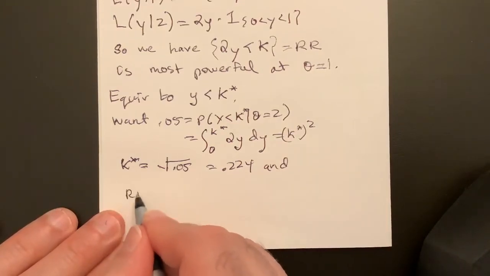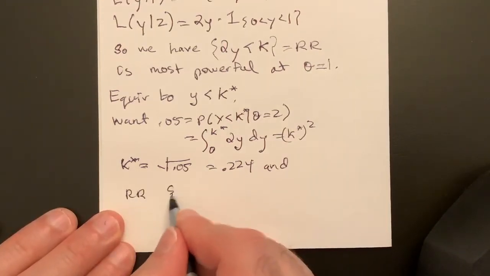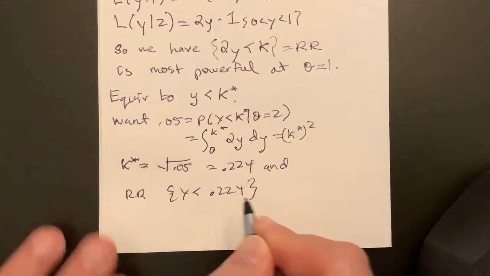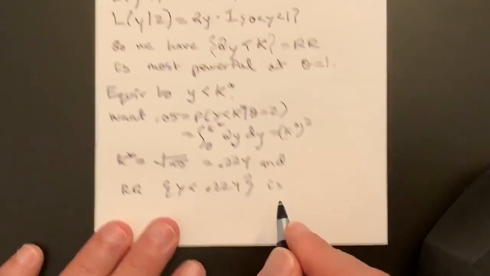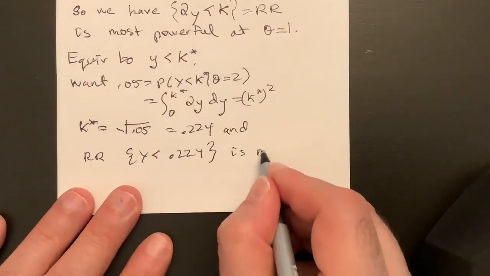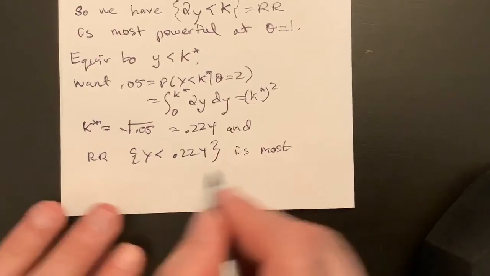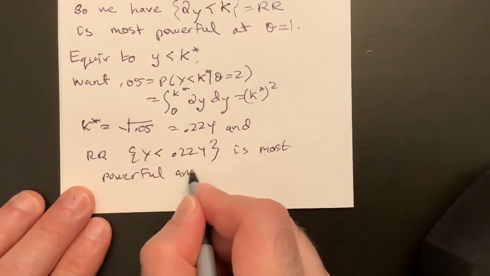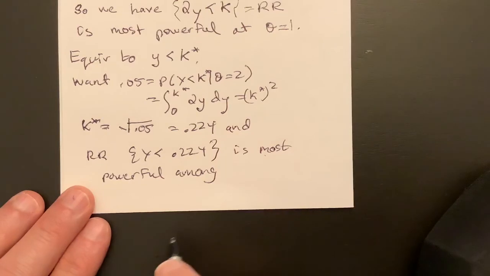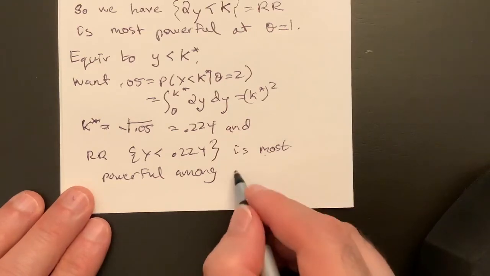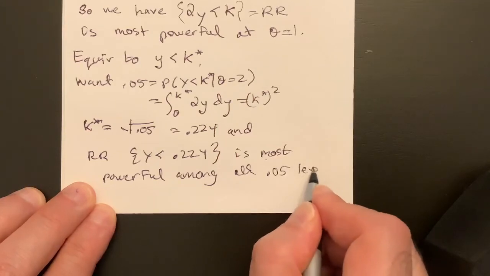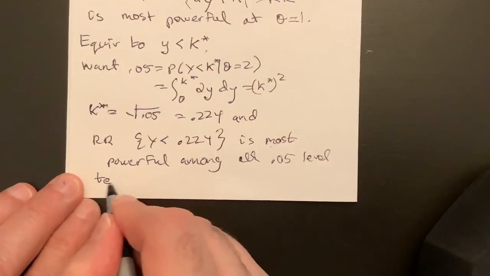The test with rejection region y less than 0.224 is most powerful among all 0.05 level tests. That's the language you use: most powerful among all level 0.05 tests.